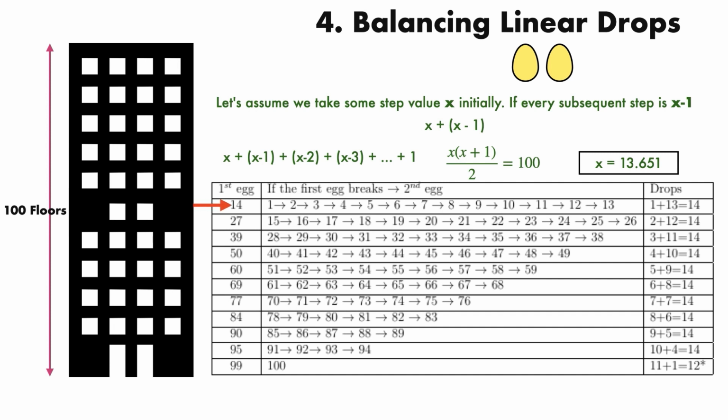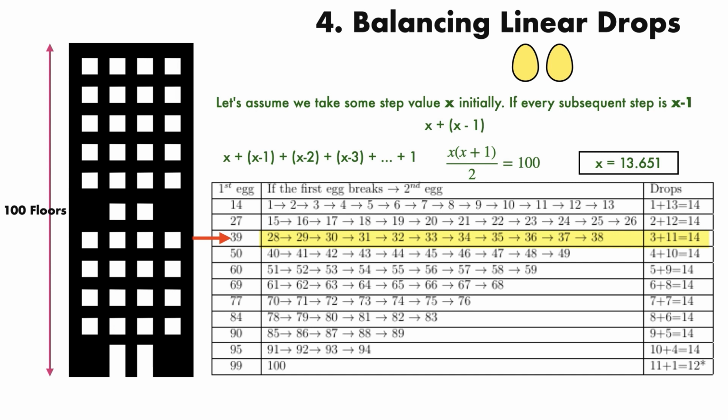First, drop from floor 14. If it breaks, sequentially check previous 13 floors. Maximum drops required here is 14. Else drop from floor 27 because 14 plus 13 equals 27. This is by the logic x plus x minus 1 plus x minus 2. So we are decreasing one floor in every step. If it breaks, sequentially check previous 12 floors, that is from 26th to 15th floors. Else drop from floor 39 because 27 plus 12 equals 39.